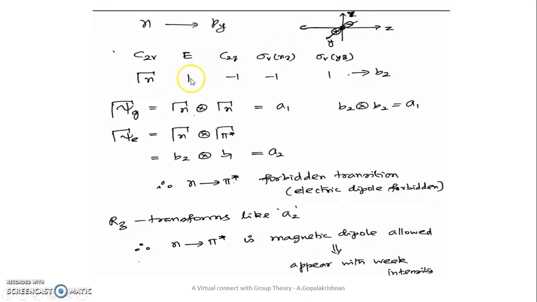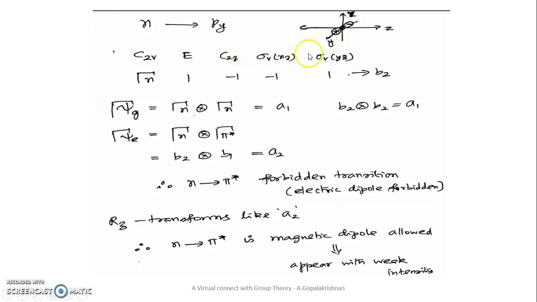The identity operation keeps the orbitals as such, so +1. C2(z): if you rotate along the Z axis by 180 degrees, the plus lobe will go back and the minus lobe will come front. Therefore, the sign of the lobe changes, so give -1.